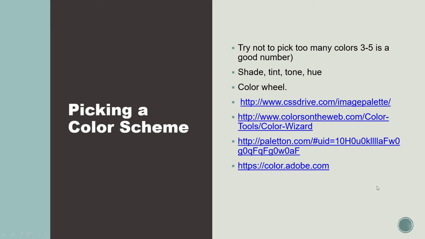Picking a color scheme. Try not to pick too many colors. 3 to 5 is a good number. You really don't want to use more than that. You want to consider shade, tint, tone, and hue. So shade being the darker value range, adding black to your colors. Tint is adding white to your colors. Tone is adding gray to your colors. And then hue is the color in general that you're picking. Color wheel. And then here we have those links that we looked at before.